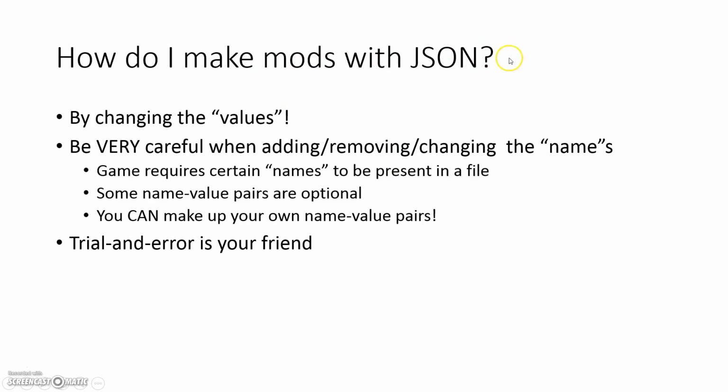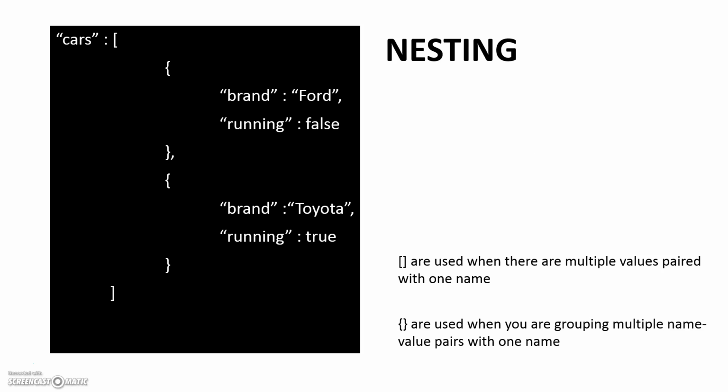So how do I make mods with JSON? Well, you just change the values. Going back to Bob here, if this was a piece of JSON in Starbound, we could go in and say, okay, I don't want this car's brand to be Ford anymore. I want it to be Toyota. So I would go in and change the value side of this to Toyota. Or maybe I could change it to Nissan or Mitsubishi.